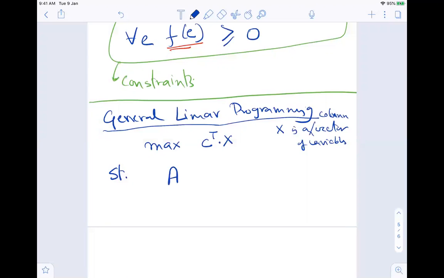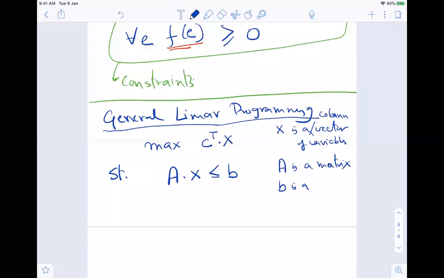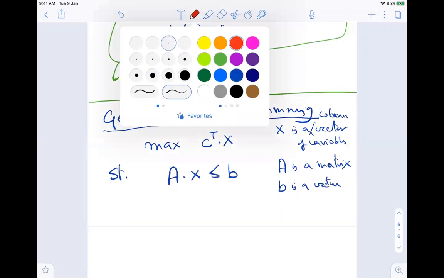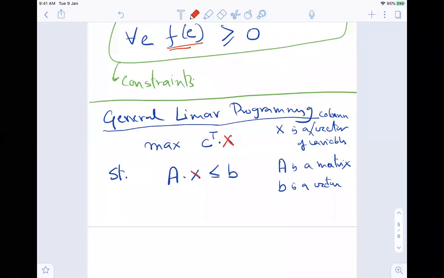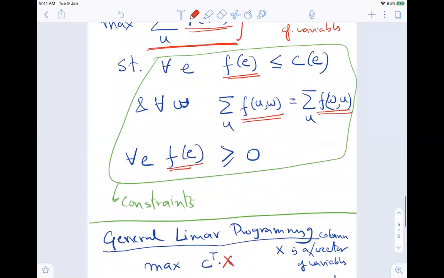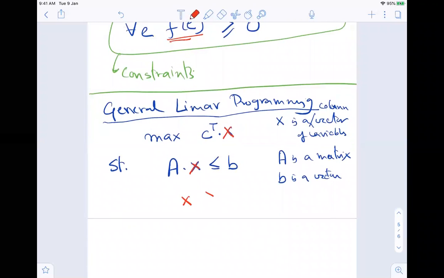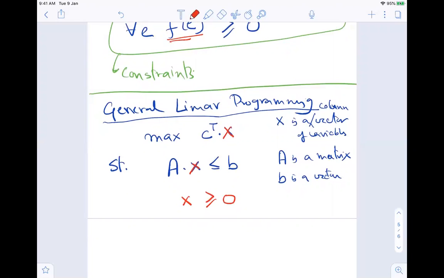And this is A dot X is less than B. What is A? A is a matrix. And what is B? B is a vector of numbers, right? They're all known, so A and B are known. So what is not known? X is the only thing that's not known. So this is basically the set of constraints. And sometimes people write it so that I also want X to be greater than or equal to 0.